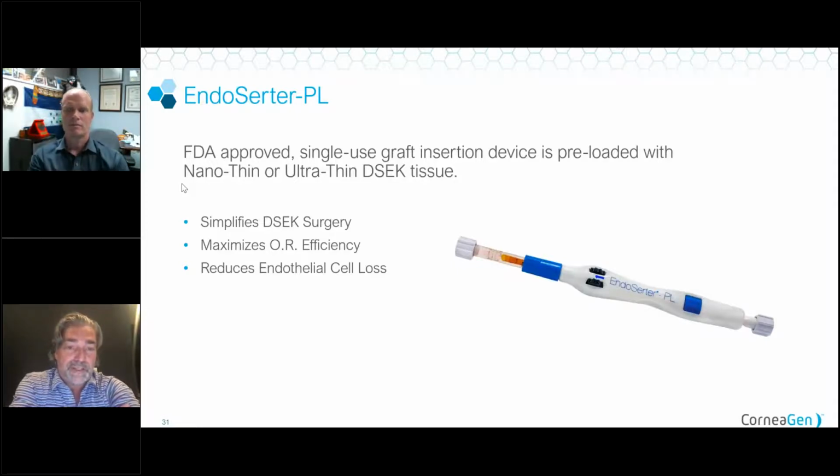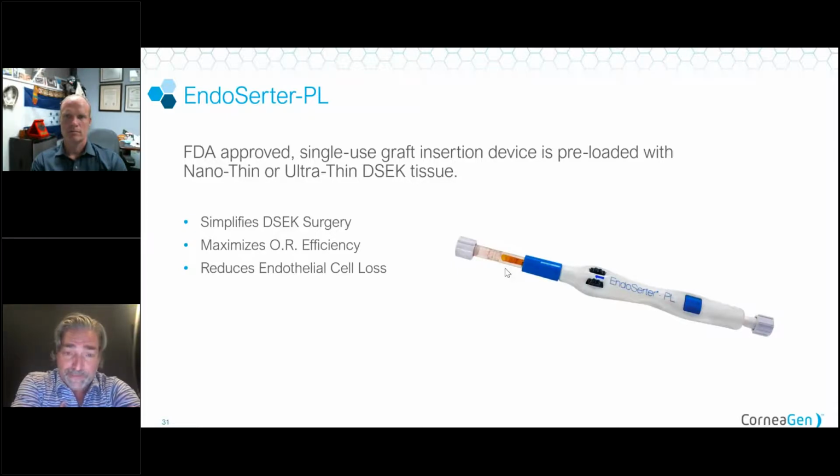So what you see there on the very tip of this is a little tiny bit of Optisol, and the tissue is in this little container right here. So now we're not using a big volume. It's preloaded. It's to your size. I think 7.5 is the max diameter, and like I've talked about before, if you're using nano-thin tissue, probably 7.5 is all you need. I tend to like 7 or 7.25 at the most. It fits in the endoserter perfectly.